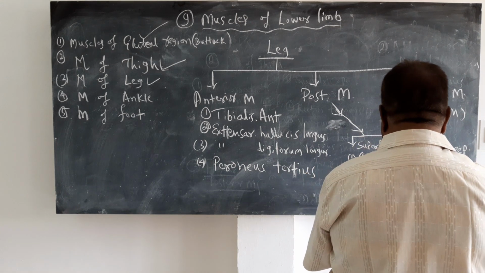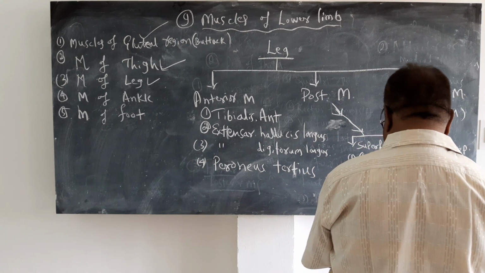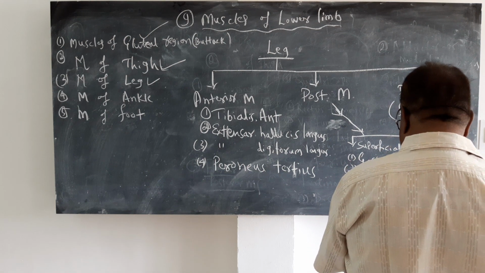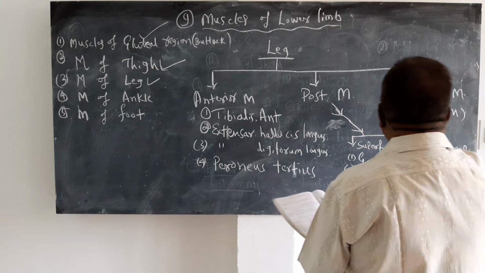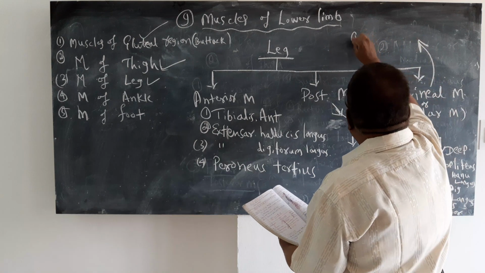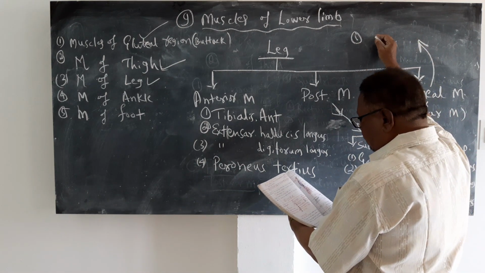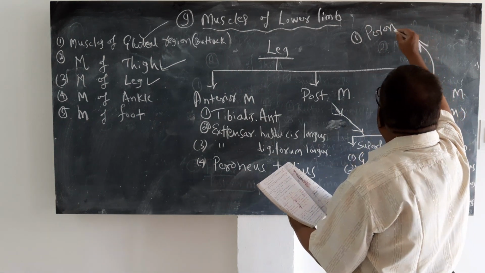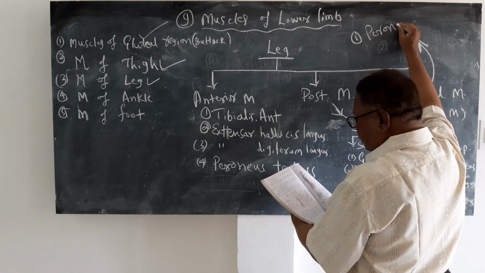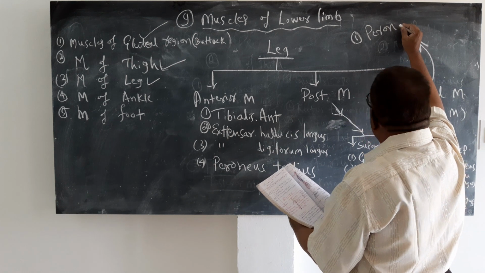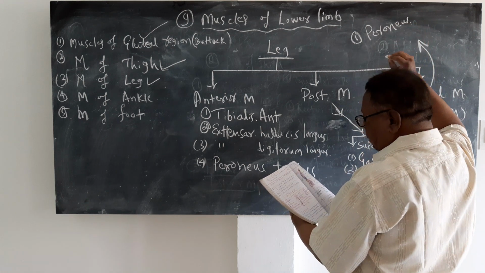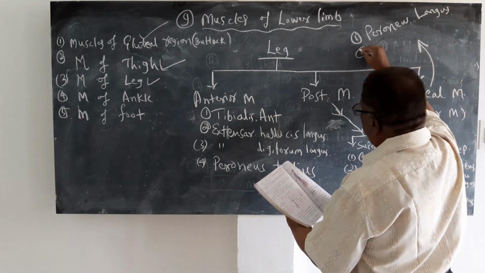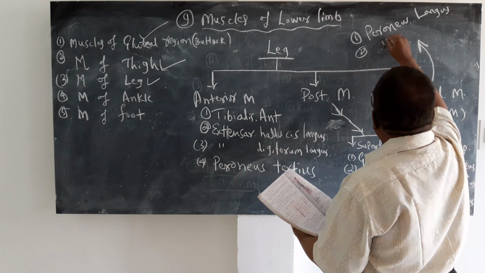Then coming to the peroneal or fibular muscles, there are only two muscles. One peroneus longus, second one is peroneus brevis.